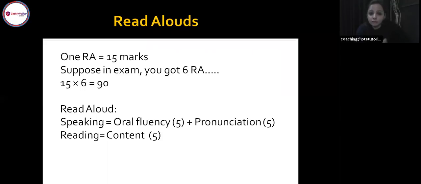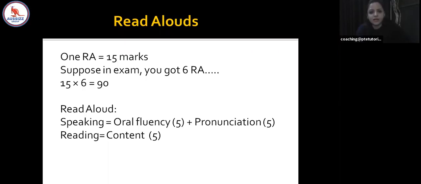So for read aloud, the scoring depends upon oral fluency and pronunciation, and the reading score comes out of content. And if you are fumbling once in read alouds, your score in reading will be either 77 or 78. That's why focus on reading. Focus on read alouds and on the content.